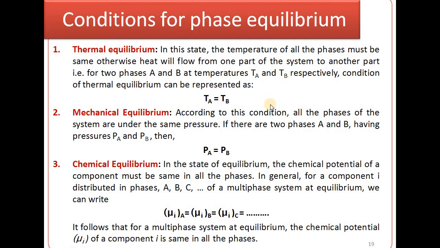Second thing is the mechanical equilibrium. According to this, all the phases of the system will have the same pressure. There will be no work done by one phase of the system over another phase. So in this case, the pressure of each phase will be the same. Third thing is the chemical equilibrium. In this state of equilibrium, the chemical potential of a component will be the same in all the phases. So for a component i distributed in phases A, B, C and so on in a multi-phase system at equilibrium, the chemical potential of component i is the same in all the phases. When all these three equilibria exist simultaneously, the system is said to be in equilibrium.